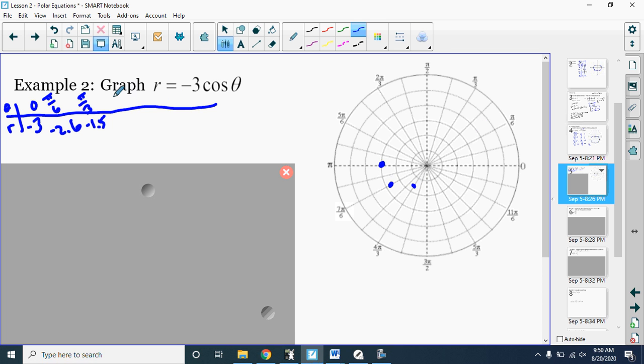Plugging in pi over 2. Cosine of pi over 2 is 0. Then 2 pi over 3 gives us positive 1.5.